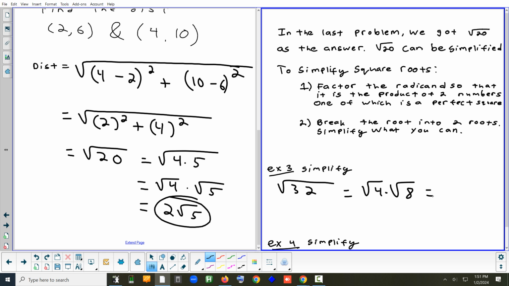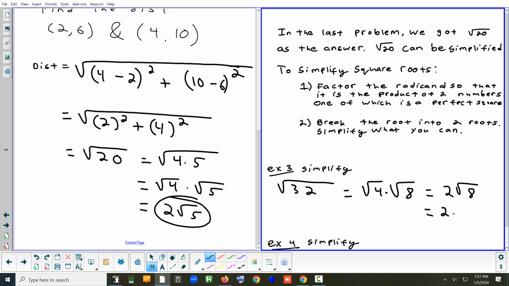Because 4 times 8 is 32. And what's the square root of 4? 2. So now we get 2 times the square root of 8. But square root of 8 can be broken down again. If you can break it down again, it just means you didn't find the biggest number originally. So we'll come back and see if there was a bigger number. But let's continue with what we have. How can you break down 8? 4 times 2.